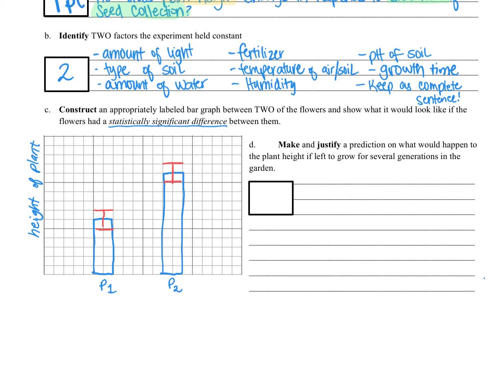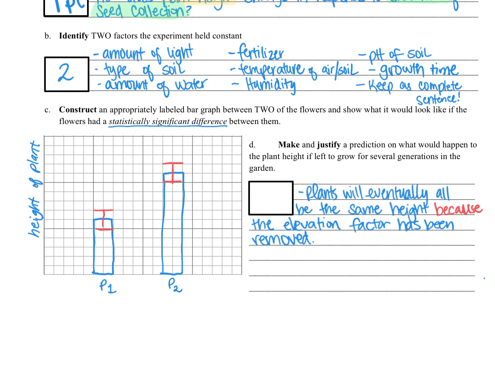Part D asks you to make and justify a prediction on what would happen to the plant height if left to grow for several generations in the garden. Now, since all I'm doing is making a prediction, I don't really have to worry as much about being right or wrong as long as my justification is sound. I am doing this in two different segments. This first segment here is my prediction that eventually they'll all be the same height. And then here, the because is where my justification is.